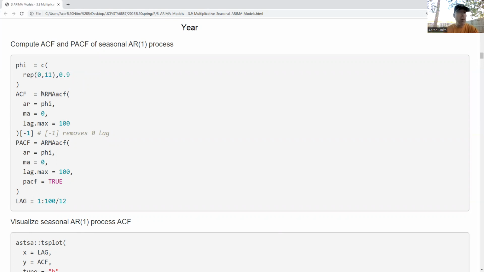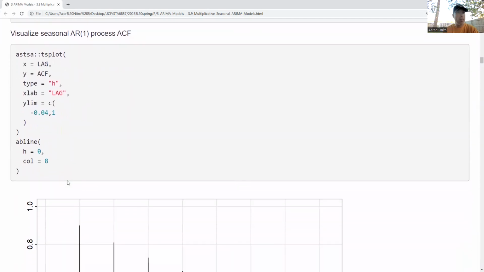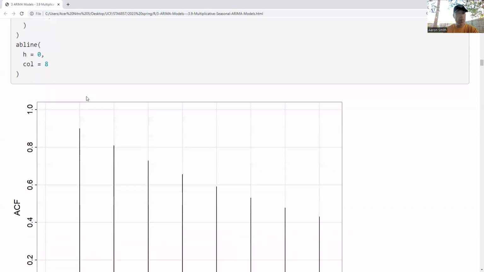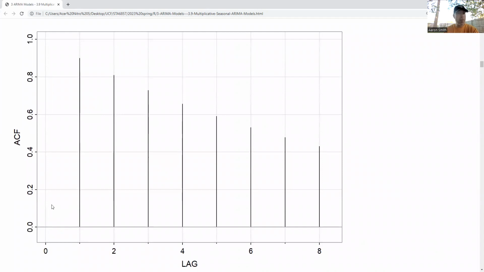All right, and so now I'm using the ARMAacf function. So this computes the ACF for any process I want to give it. And here we're computing the PACF by using pacf equals TRUE. And now let's go ahead and plot this. So let's look at the ACF first. We're using the tsplot function in the TSA package. And you can see that it's going along here.